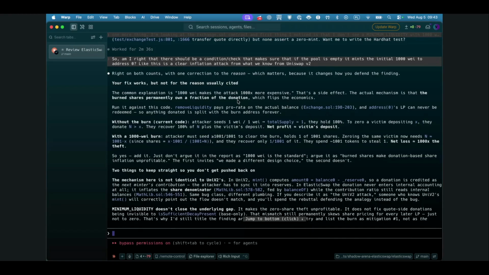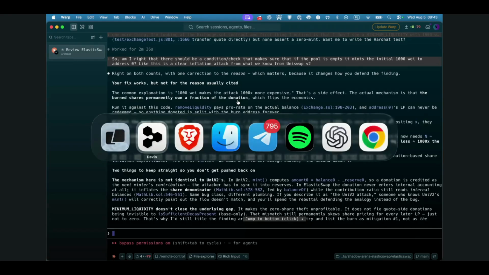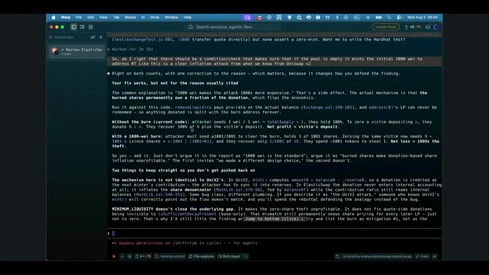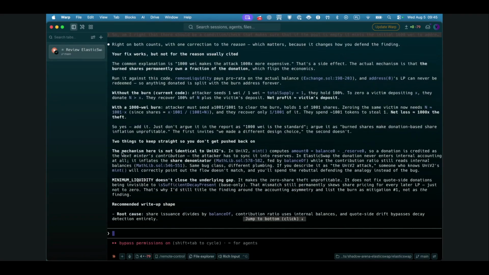Okay, so we didn't look at the remove liquidity, but it says without the burn. So do you mean there is no burn in remove liquidity? There is. The attacker sees one way, total supply one way, they hold 100%. The victim deposits X, they donate this, they recover 100%. Without the burn, it means the minting to address 0, actually. Yeah, so this is with adding the check. Again, it's too expensive. So yes, add it, just don't argue it in the report. Let's see what it says.